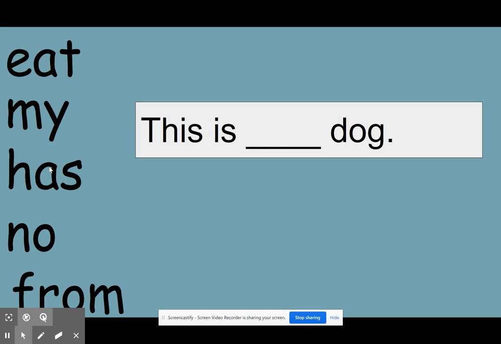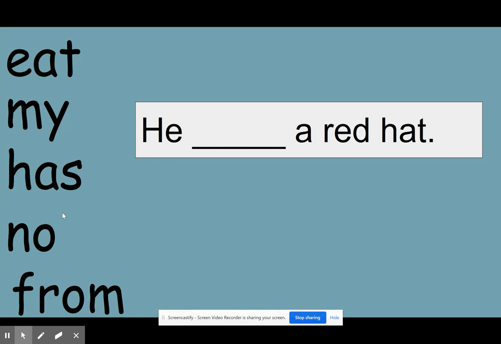Okay, so we've got the words we've been practicing this week over to the side. We have eat, my, has, no, from. And then we have a sentence over here where a word is missing. And so I'm going to give you a second. Just try and read the sentence to yourself.